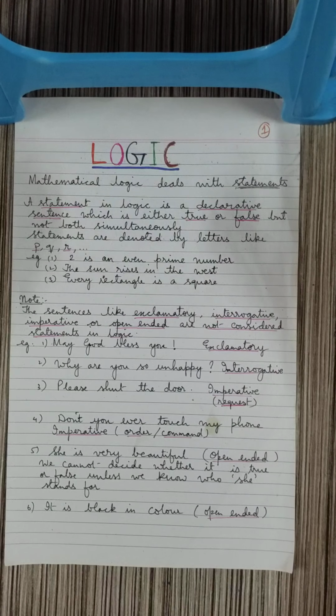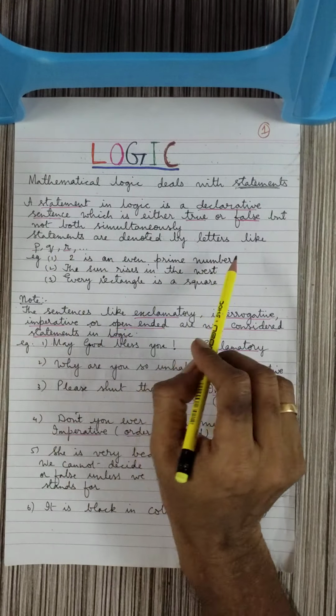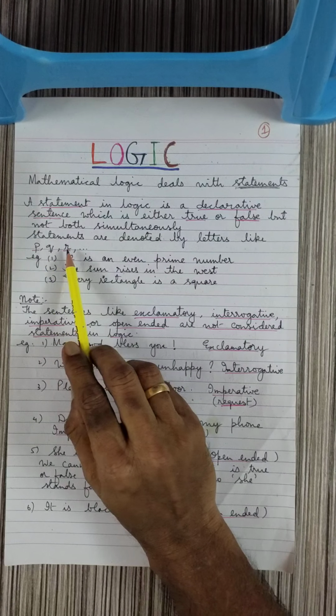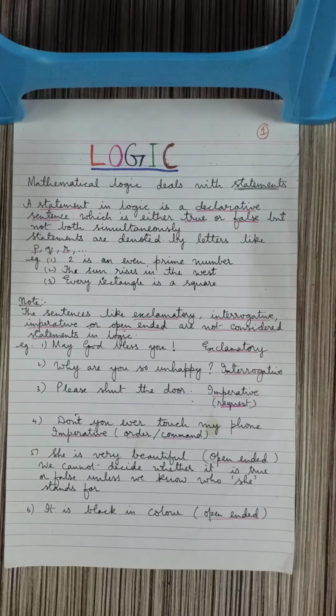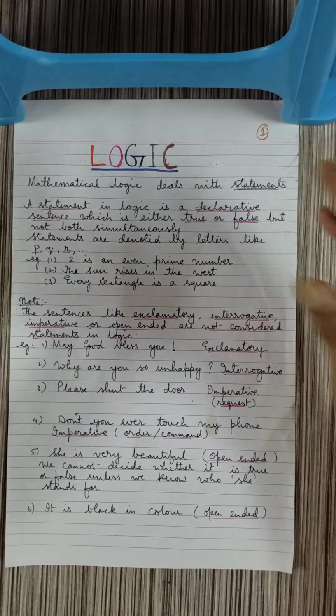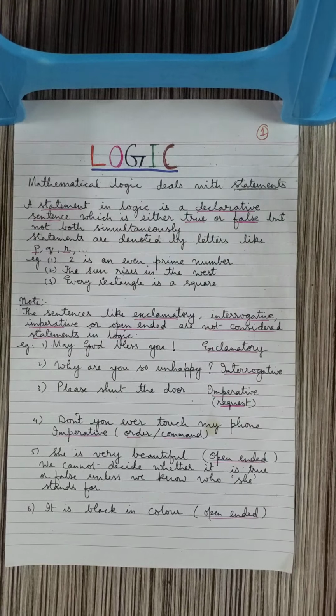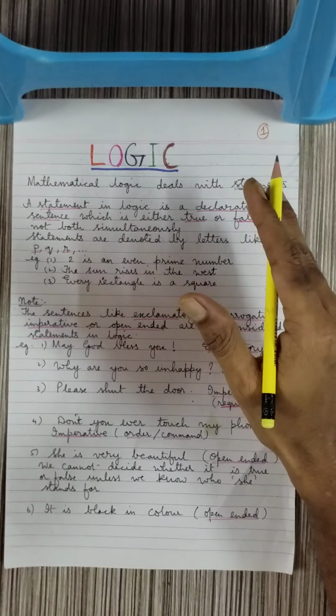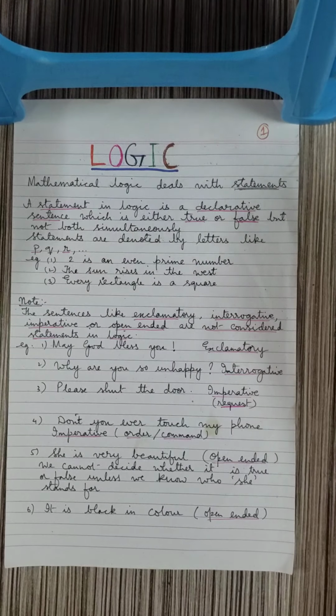Statements are denoted by small letters, P, Q, R. So P, Q, R and so on. You can take A, B, C also, but by convention they start with P. So P, Q, R and so on. Even I don't know the logic behind that, but they start with P, Q, R.